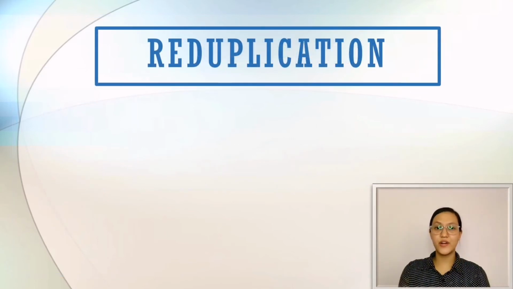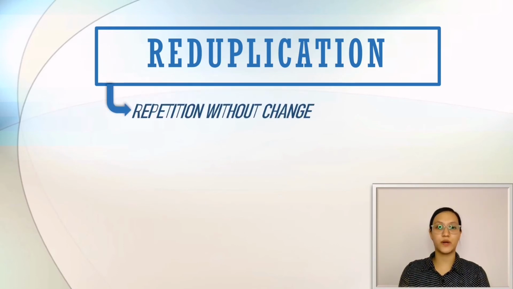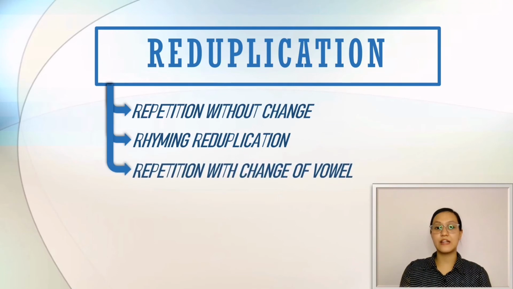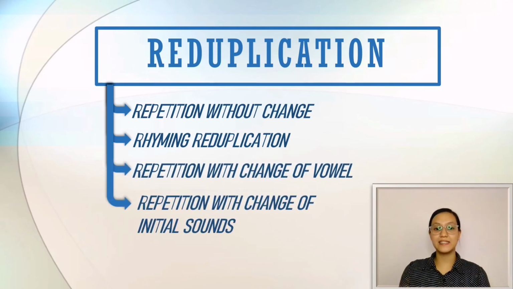Based on their usage, the techniques of reduplication could be classified in the following manner. First, repetition without change. Second, rhyming reduplication. Third, repetition with change of vowel. And last, repetition with change of initial sounds.